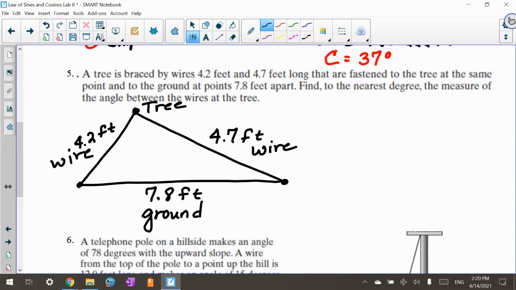Now, they want us here to find to the nearest degree the measure of the angle between the wires at the tree. So again here, so here's our ground. So I'm going to say this is green right here, green ground right here.